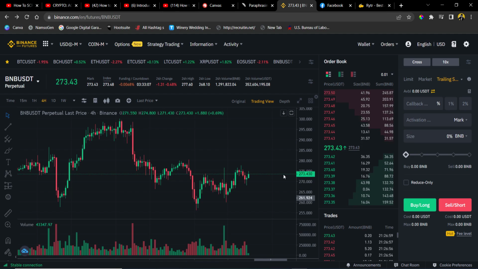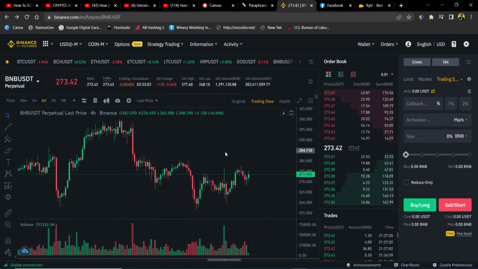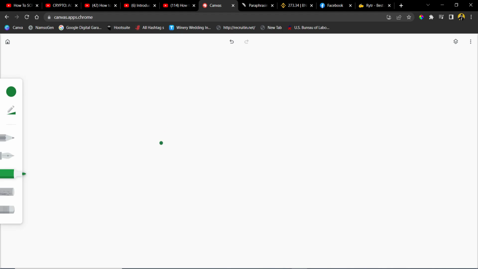So when you come here, this is my chart. I'm using BNB against USDT. But before coming back to this place, let me show you exactly what to expect. You need to know that you can only use the trailing stop order in futures trading. You cannot use it in spot trading. So let me show you what to know about the trailing stop.